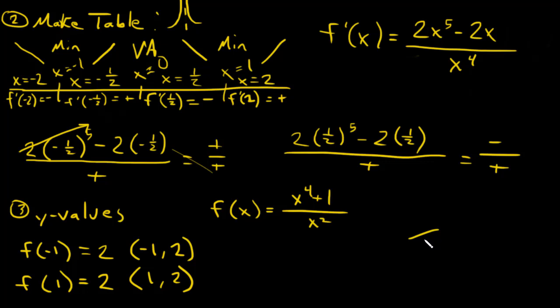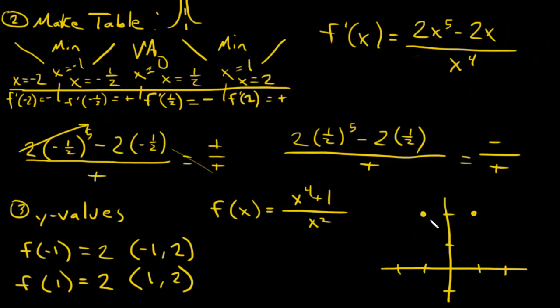Actually, you know what? I think I can sketch that right here. That way I can see everything when I'm doing it. So here we go. I'm going to have something like this. Alrighty. I've got a min at negative 1, 2, and at 1, 2.